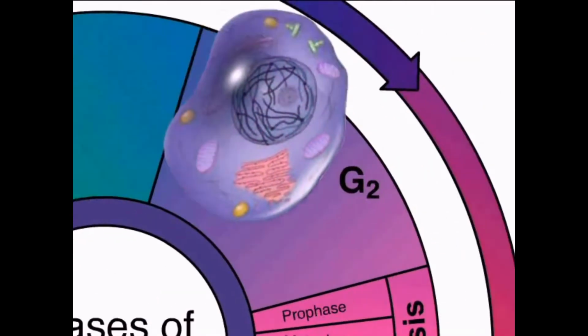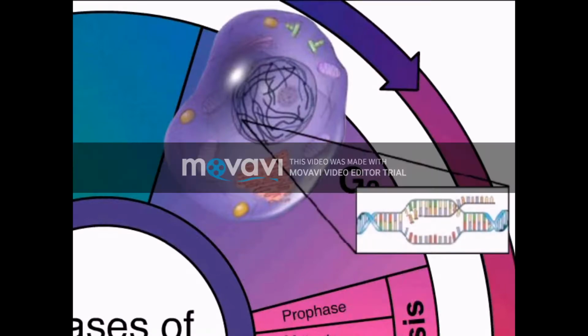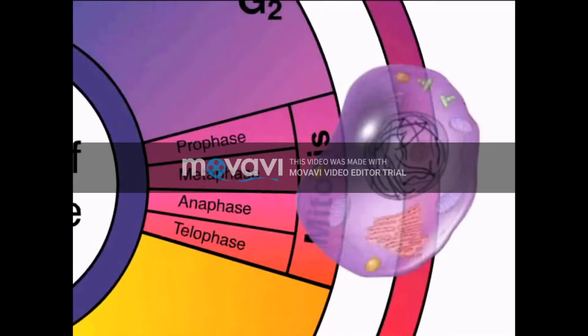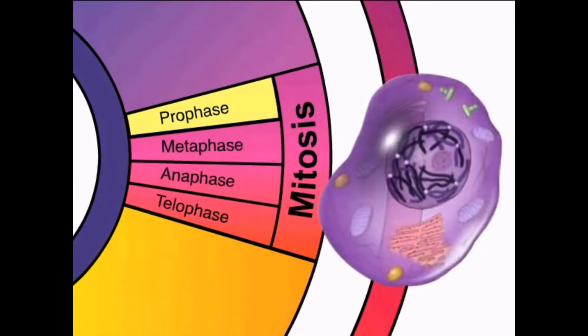The difference between G2 and G1 is that in G1, DNA and protein are made, while in G2, RNA and protein are made. In the M stage, the cell divides into 2 identical cells through divisions of the nucleus, mitosis, and cytoplasm, cytokinesis. Over 5 different stages, the centrioles pull the chromosomes apart and the cell divides in 2.